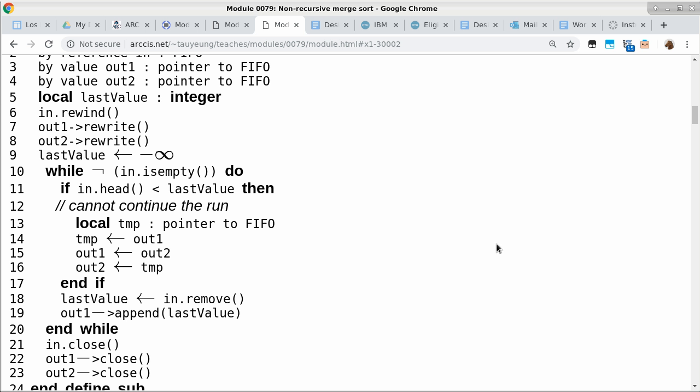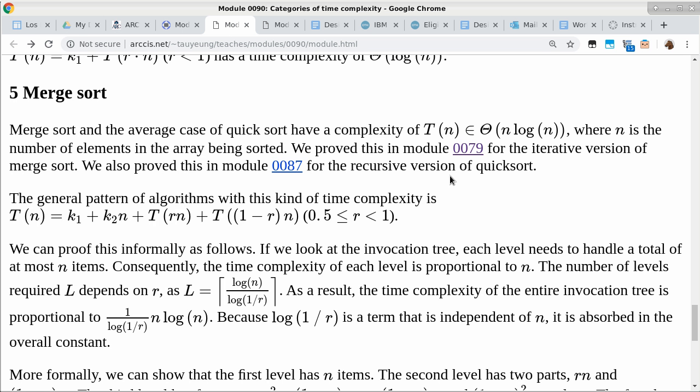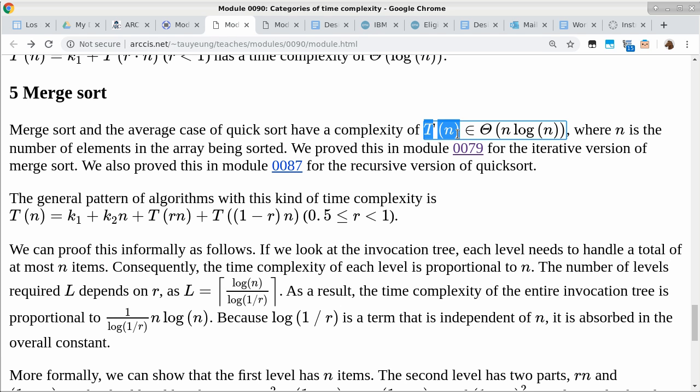But it doesn't change the time complexity, which is the focus of today's lecture, or at least the first part of today's lecture. So when we look at the time complexity of merge sort, whether it's recursive or not, it is T of n, which is the actual time it takes for a merge sort implementation to solve a problem, where n is the size of the array or the number of items that you need to sort. It's an element of big theta of n log n.